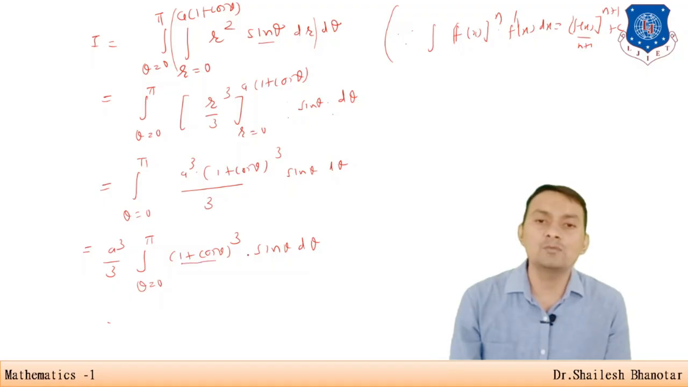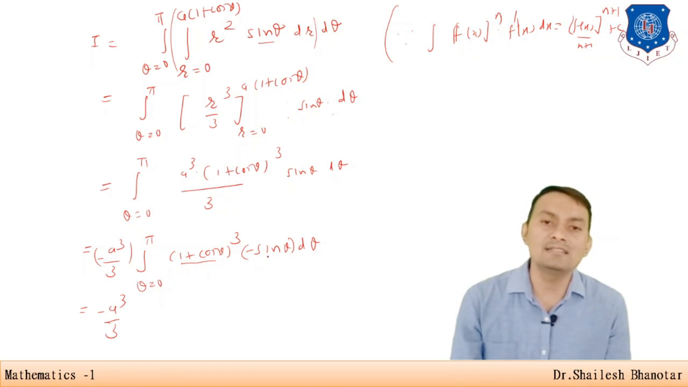So the derivative of this one is exactly minus sin theta, but the minus is not there, so I have to write it here. So I will get minus a cubed by 3, and the derivative of 1 plus cos theta is exactly minus sin theta. So I can say 1 plus cos theta raised to 3 plus 1, that is 4, divided by 4, with limits 0 to pi.